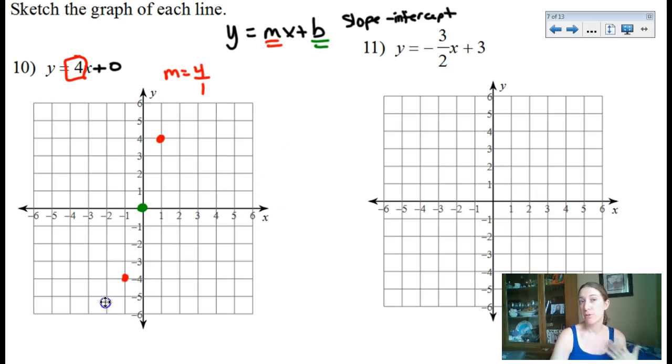Now, if this was a perfect world, I would be connecting these lines. But I'm on my tablet. It's really hard to graph a line. So can you just imagine what would happen if I connected?